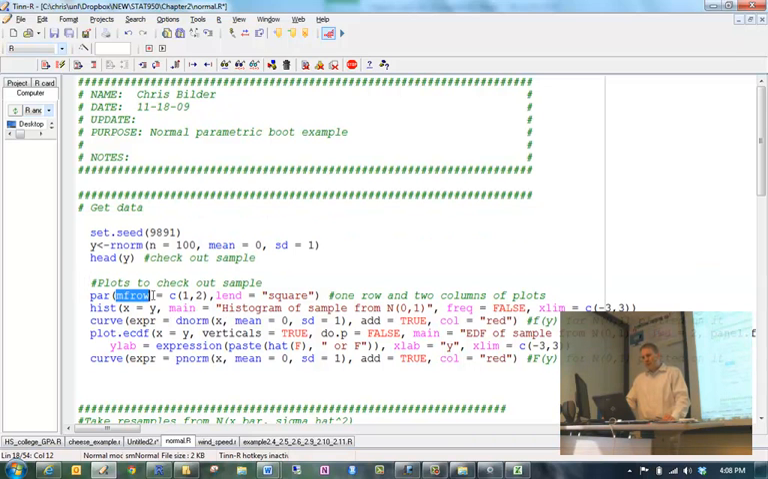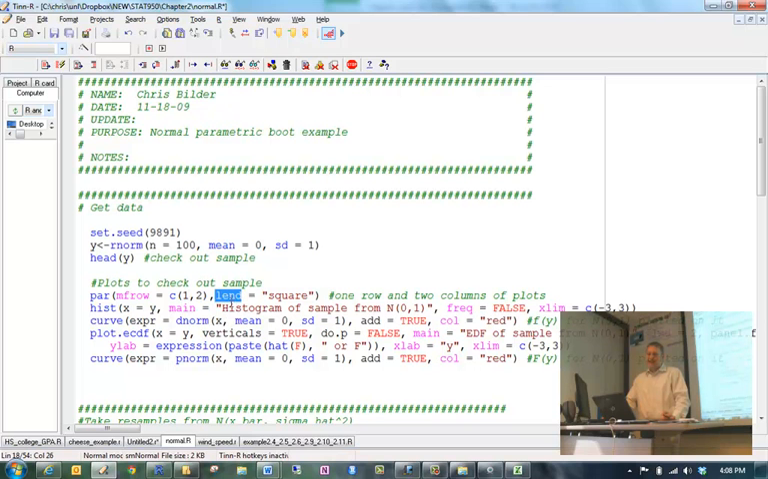I don't know if I've actually used this argument before. Sorry if I haven't mentioned this before. mfrow, does anyone know what that means? How many rows are you going to have in your graphics window? Yeah, my plot. So par is a great little function. It stands for graphics parameters. And I'm going to make mfrow 1 row, 2 columns worth of plots.